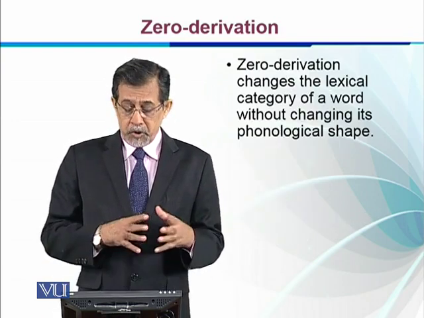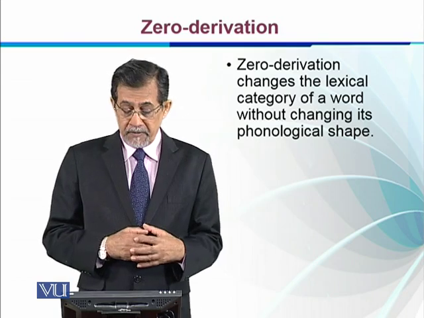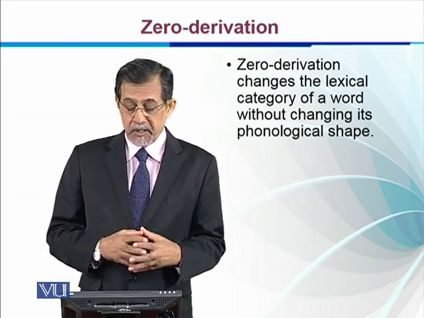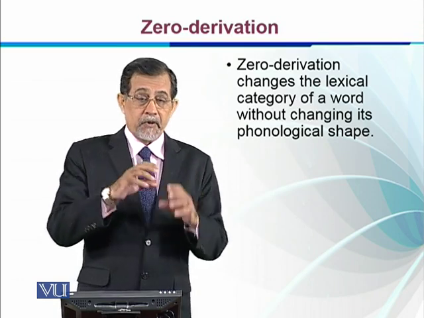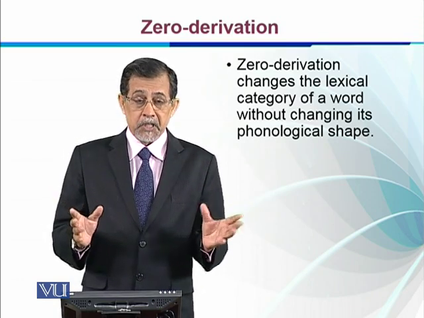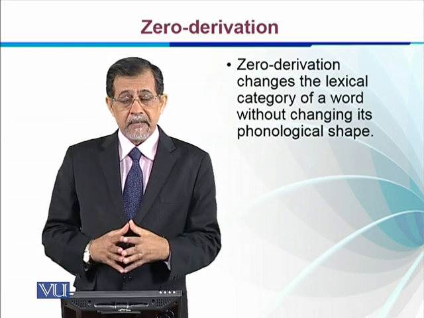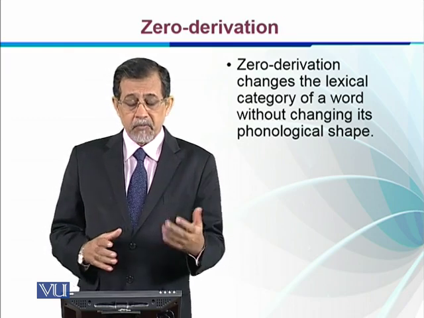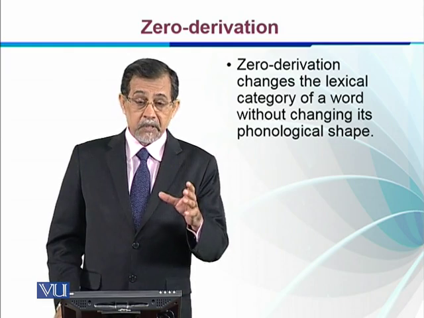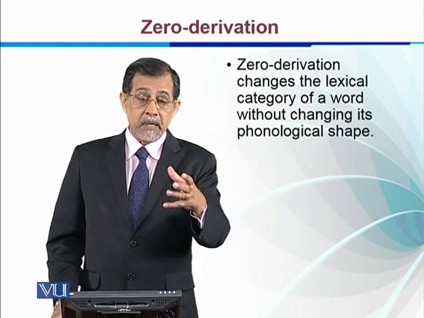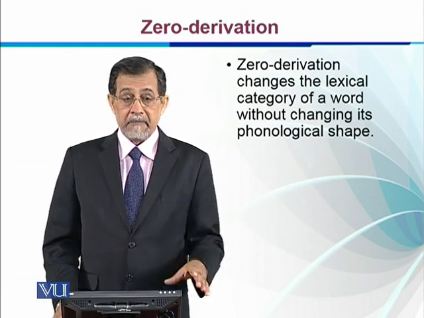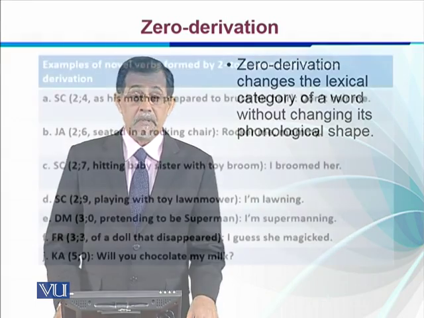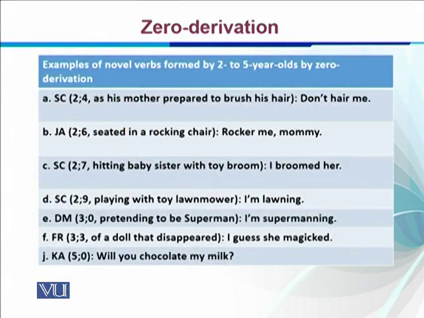Zero derivation changes the lexical category of a word without changing its phonological shape. So the phonological shape does not change, but its grammatical category changes from verb to noun, noun to verb. And this is very much found among children who have little vocabulary compared to the adult user of the language. So we have a few examples of novel verbs formed by 2 to 5 year olds by zero derivation.